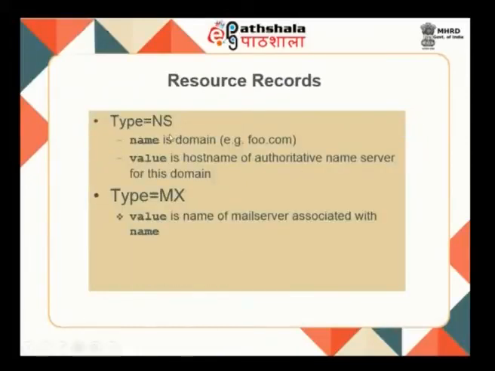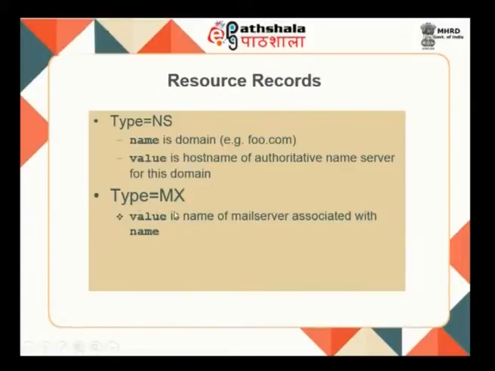A third type of record is what is called an NS type record, which stands for next server record. This is used when you are pointing to the next server. We said, for instance, that when a particular server does not have the information, it will point you to the next server, in which case it will send back what is called the next server record. In this case, the name field will have the domain value and the value field will have the host name of the authoritative name server for this domain, the next server that you are pointing to.